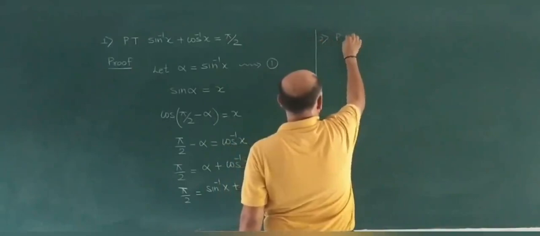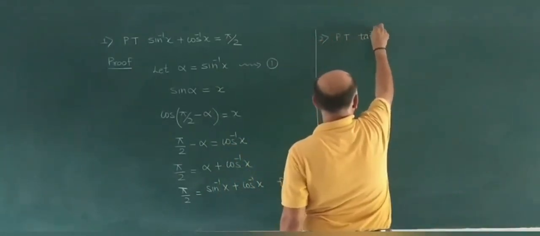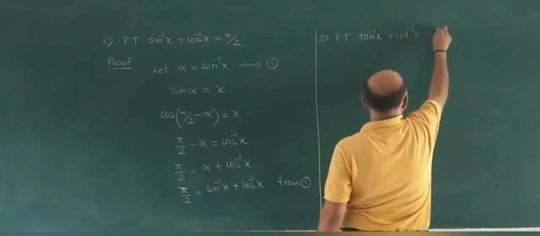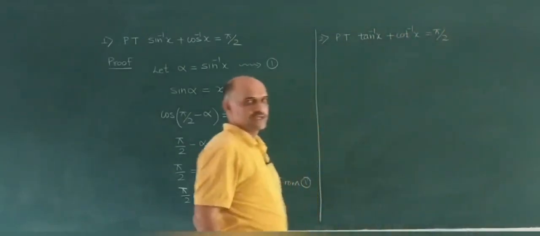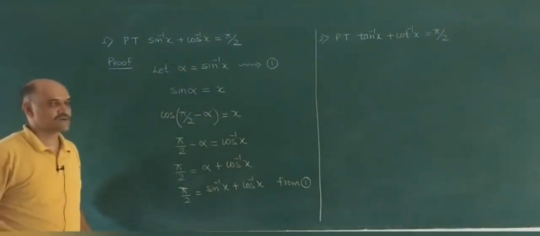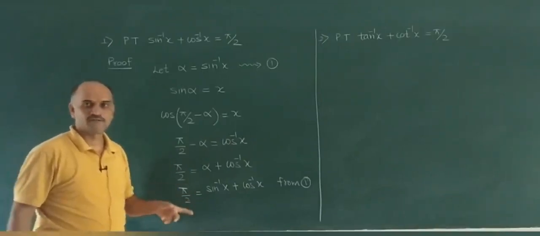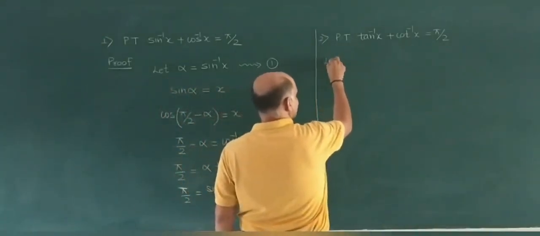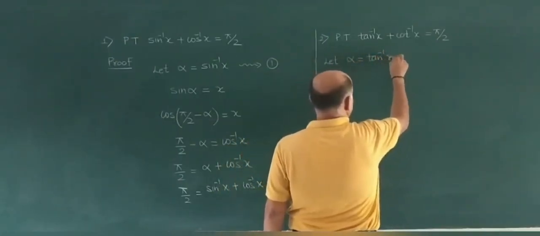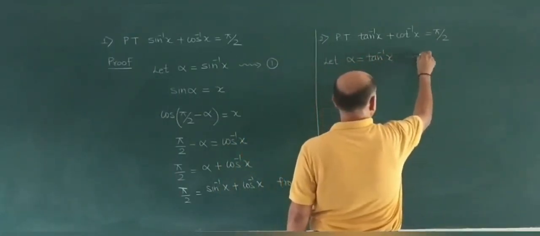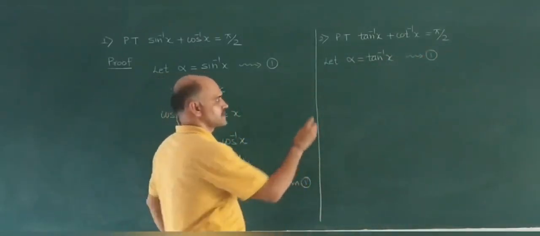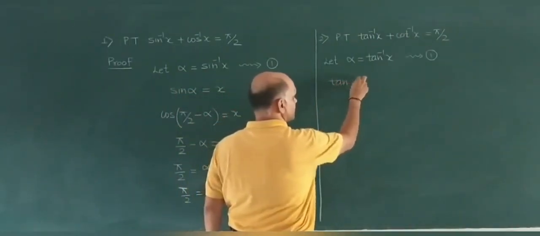prove that tan inverse x plus cot inverse x is equal to pi by 2. So can you solve along with me? Same steps. So first what we are required to take? Alpha. Alpha is tan inverse x. So let alpha is equal to tan inverse x. This you take it as 1. So again tan you should take to LHS. So tan alpha is equal to x.